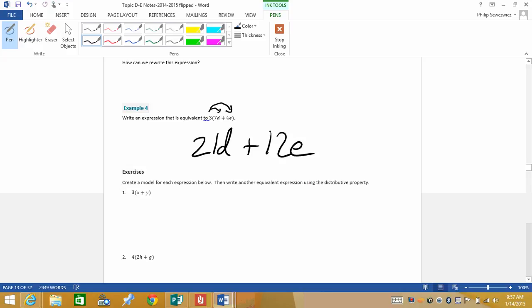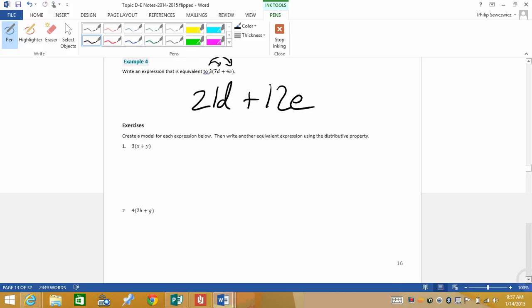Show's over. That's it. We can't add these together because the d stands for something and the e stands for something else. So we can think of it as we've got 21 dryers, and here we have 12 e's, elephants. We can't add elephants and dryers together, so that's why we have to leave them separate. So let's go ahead and keep on moving here.